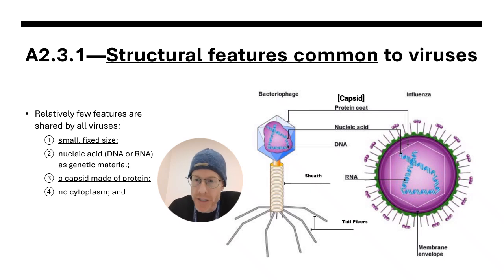Fourth, they do not have cytoplasm, one reason they're not considered to be alive. And fifth, they have very few or no enzymes, so they don't have the ability to carry out the metabolic reactions that living things have to carry out to live. Another reason they're not considered alive.